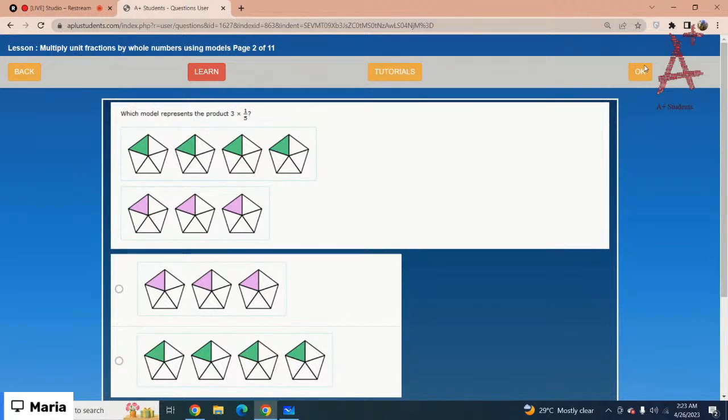Which model represents the product of 3 and 1 over 5? So which is the correct option? Just look at the first one. Here you have one portion colored out of 5, so it would be 1 over 5. But how many shapes do you have? 1, 2, 3, 4. So it represents 4 times 1 over 5. Got it? The second option is the correct one. Here you have three shapes, and each represents 1 over 5. So it would be 3 times 1 over 5. So option number 1 is the correct option.